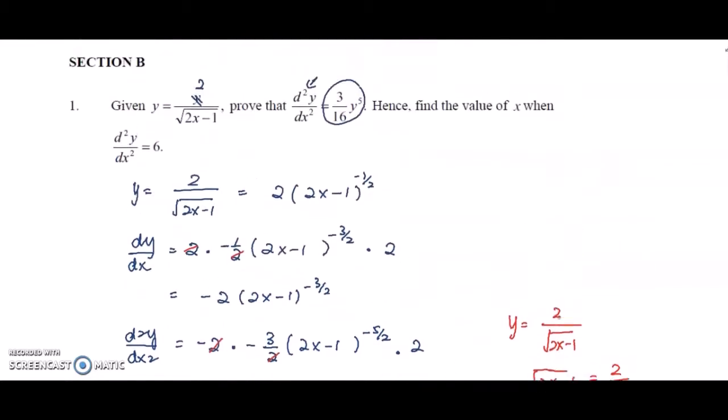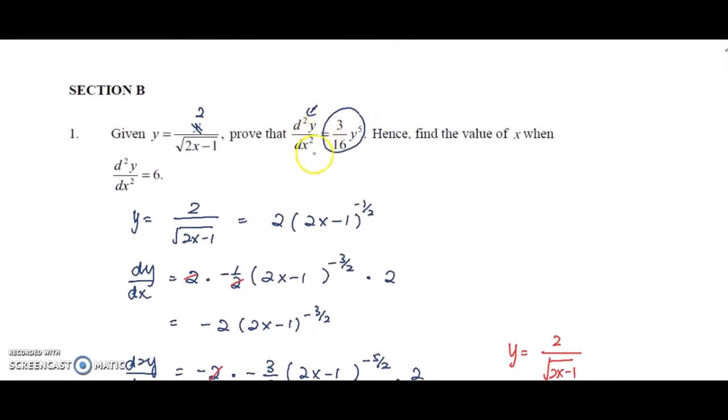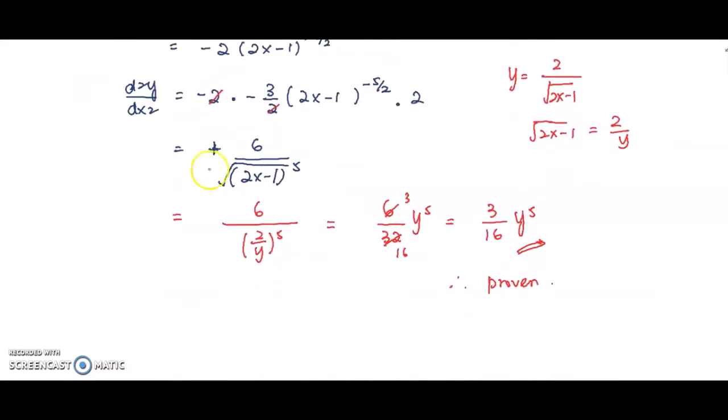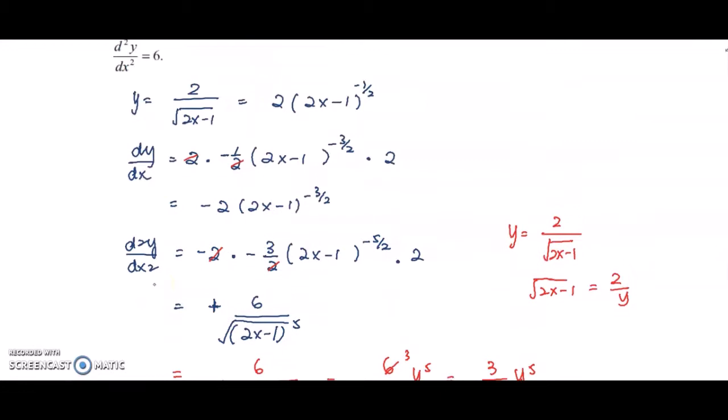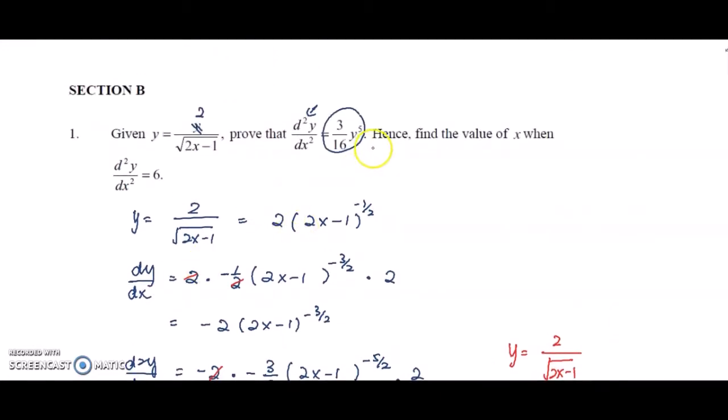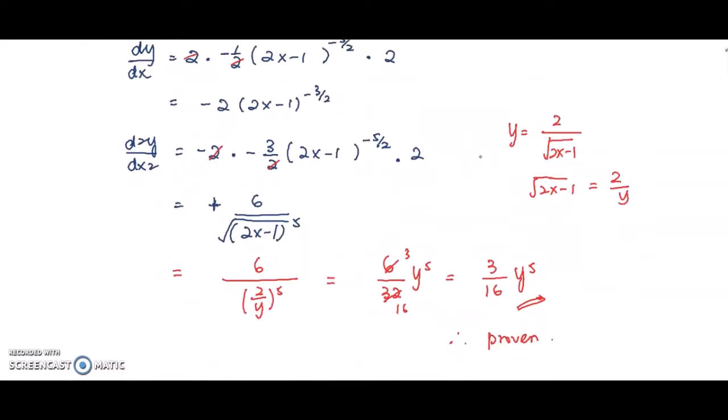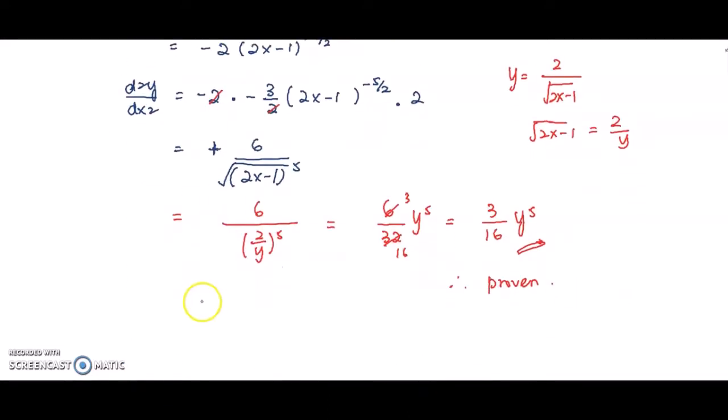Okay, as requested by the question, we need to find d²y/dx² equals 3/16 y⁵, and we have done it. Next, we need to get the value of x when d²y/dx² equals 6. Let's move to the question: find the value of x when d²y/dx² equals 6, meaning that you need to get the value of x.